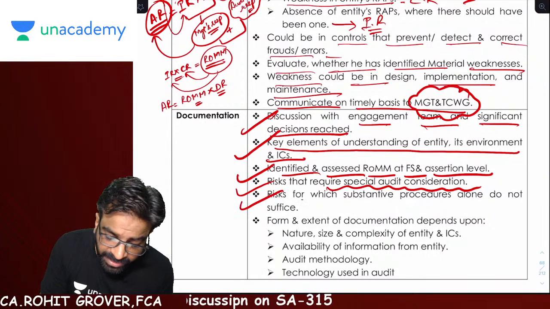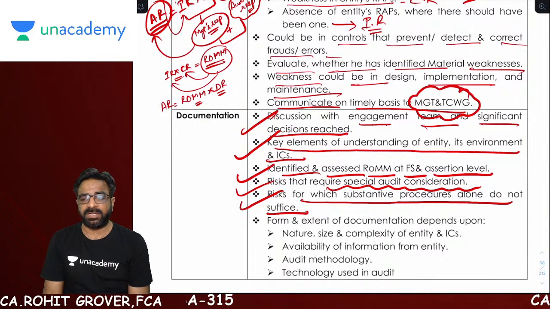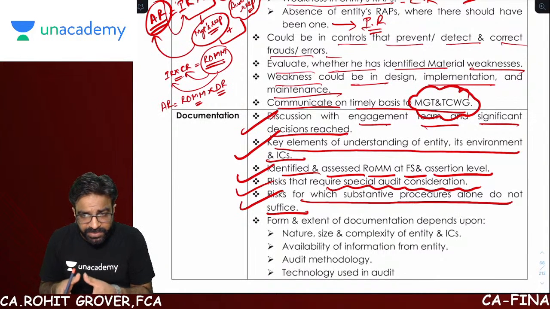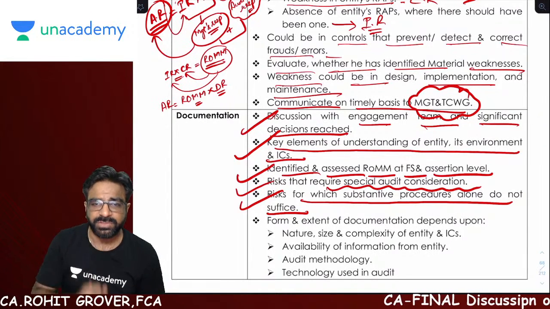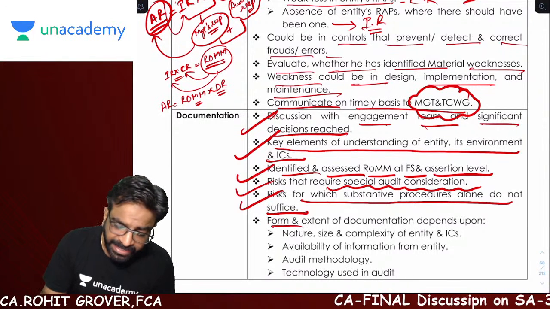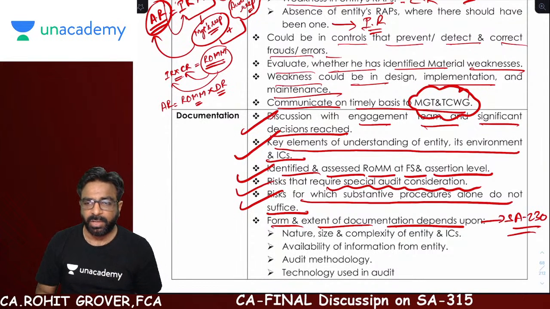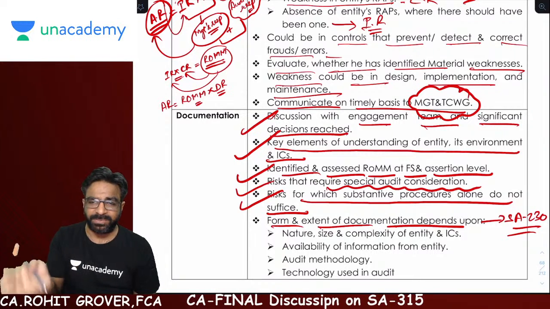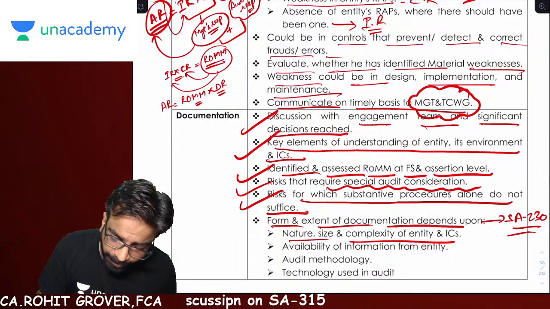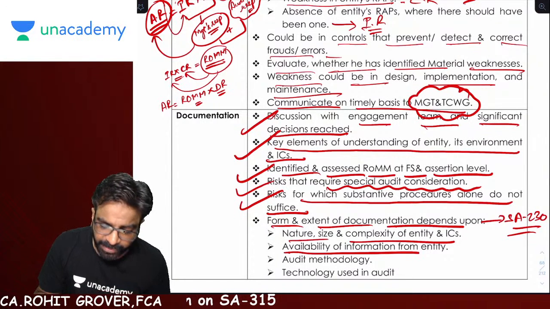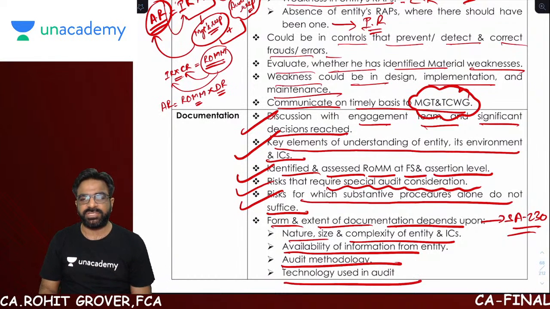You also have to document risks for which substantive procedures alone do not suffice. What do you mean by that? It means examination in depth also is not sufficient. Those kinds of risks where examination in depth is also not sufficient, that also you have to document. And the form and extent of your documentation, that means SA 230. What should be the form of your documentation? What should be the extent of your documentation? That depends upon the nature, size, and complexity of the entity, the availability of information, the audit methodology, and the technology used in the audit.